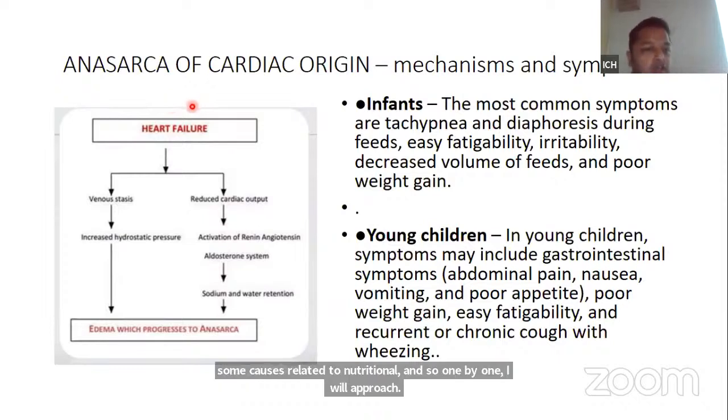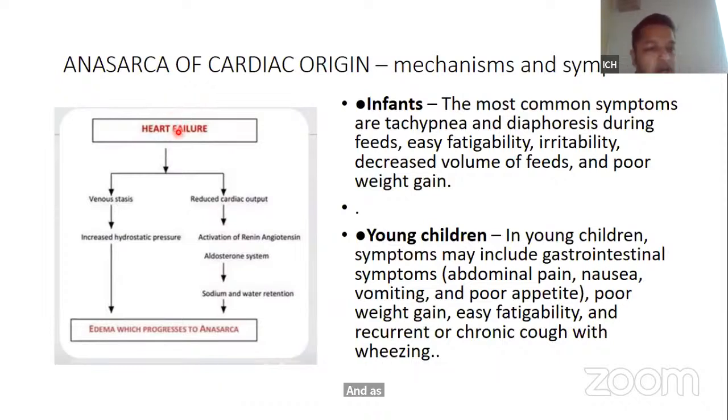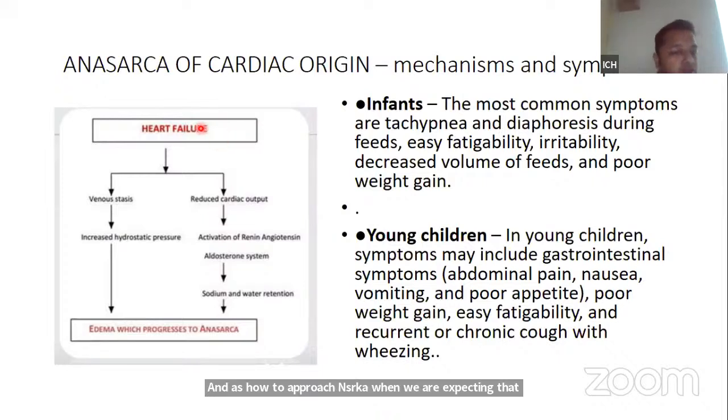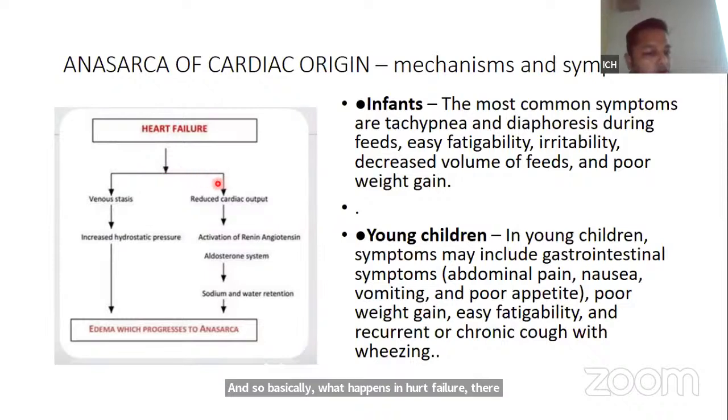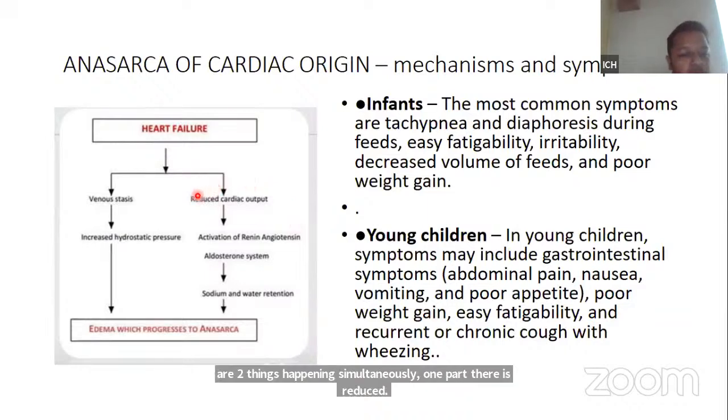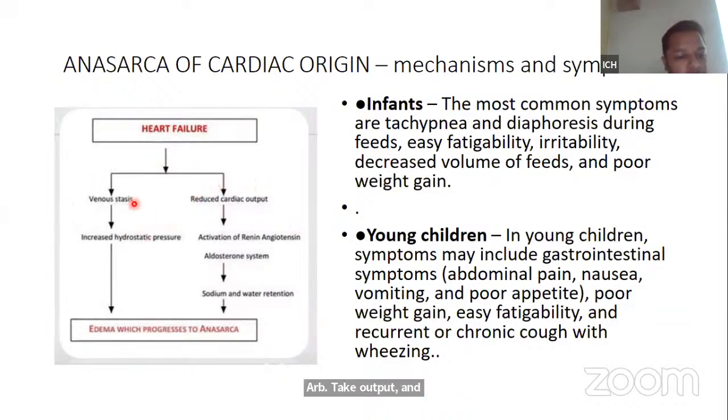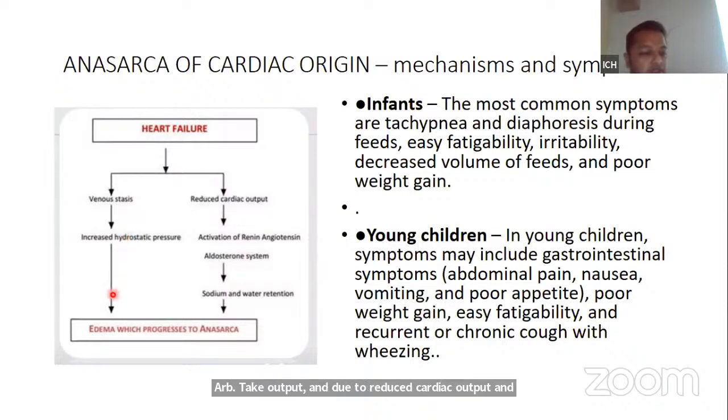How to approach ANASARCA when we are suspecting that there might be cardiac origin. That can come in heart failure and pulmonary edema. So basically, what happens in heart failure? There are two things happening simultaneously. One part, there is reduced cardiac output, and due to reduced cardiac output and venous stasis there is increased hydrostatic pressure, which is again causing edema.